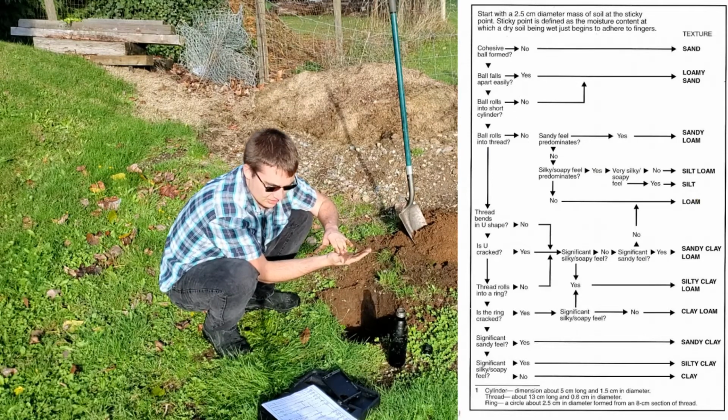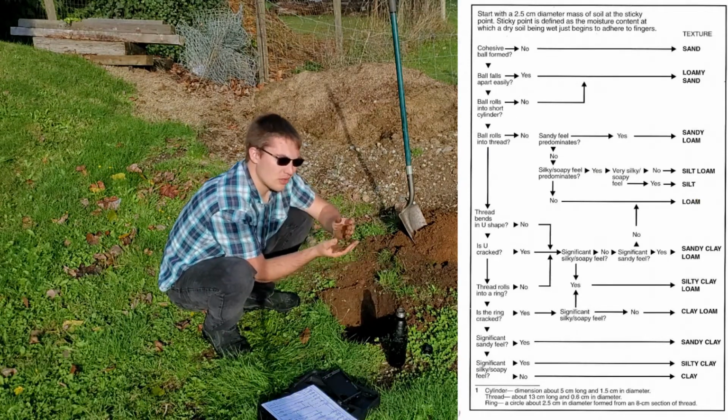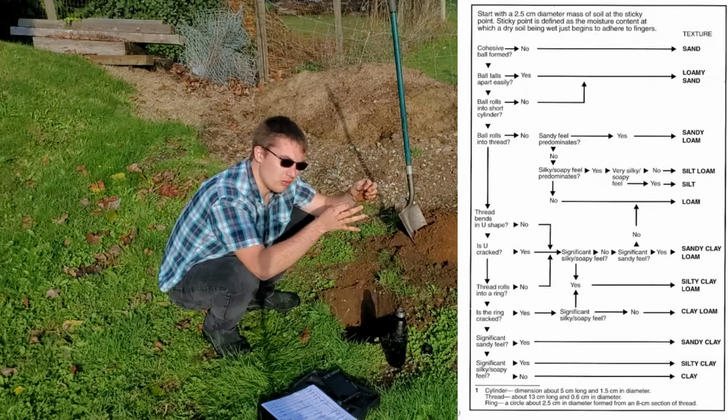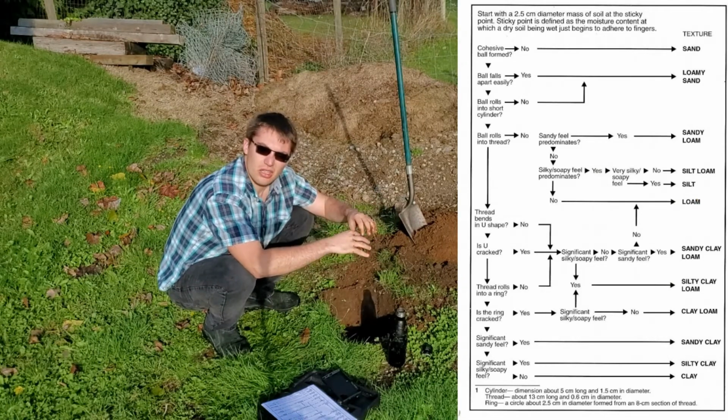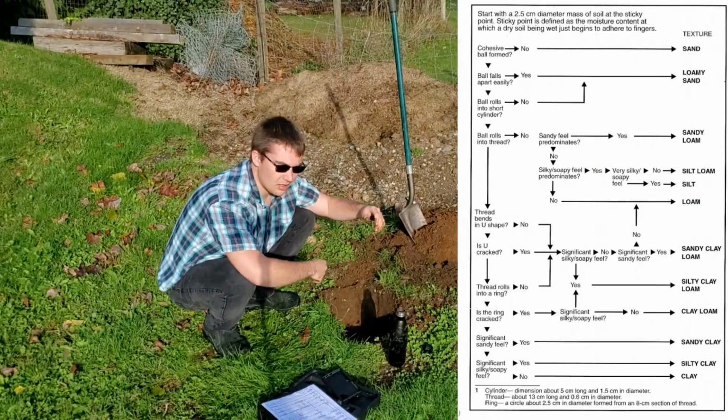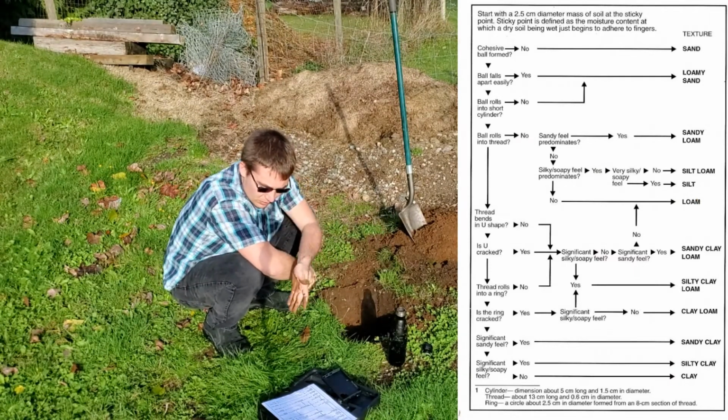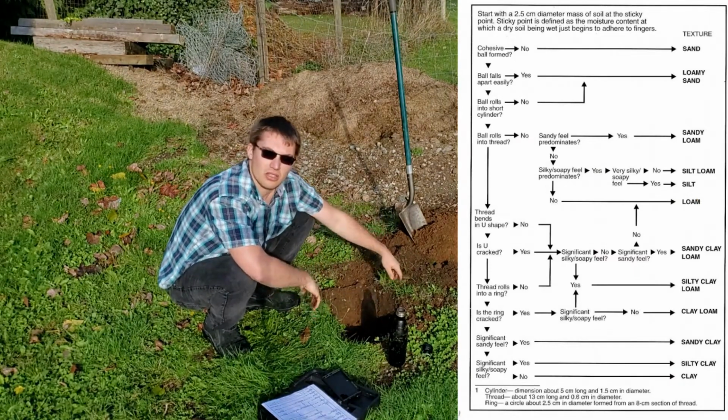It says that the thread bends into a U, so you take the thread, bend it into a U, bend it into a circle. You just follow the steps, and then it tells you what your soil texture is.